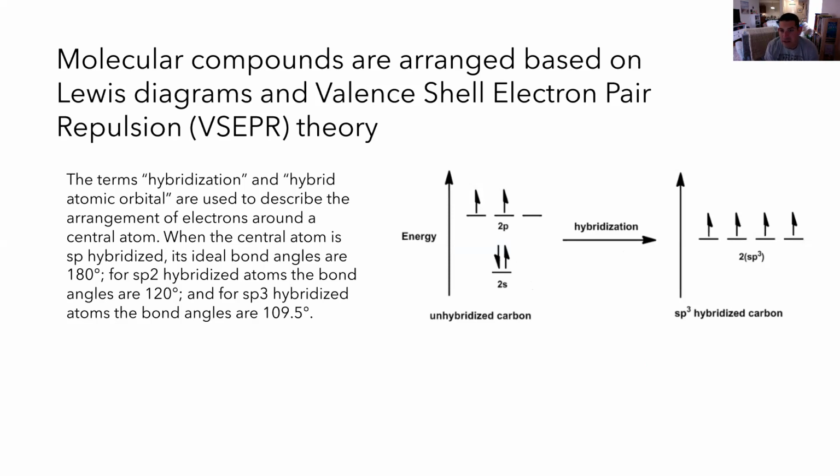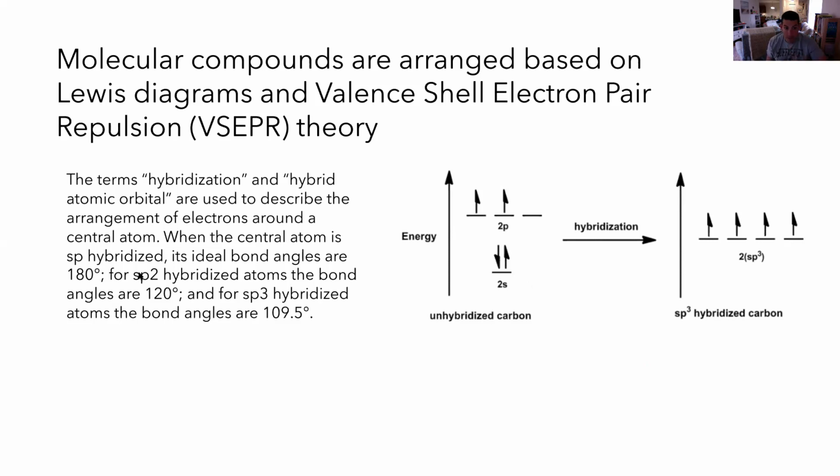So sp, it would be 1 plus 1. You're going to get 2 bonding groups. sp2 hybridization, 1 plus 2. You're going to have 3 bonding groups. And sp3, s plus 3 p's, total of 4 bonding groups. For the AP exam, you don't have to worry about 5 and 6 groups. Those are the dsp3 and d2sp3.